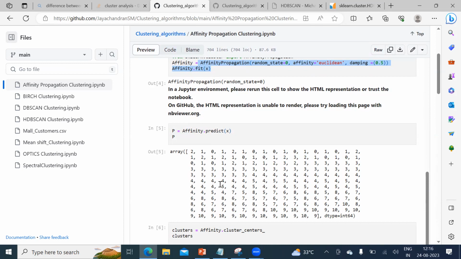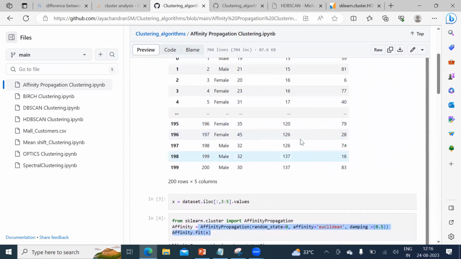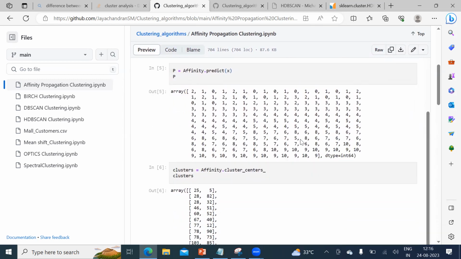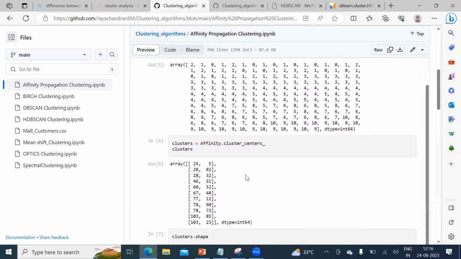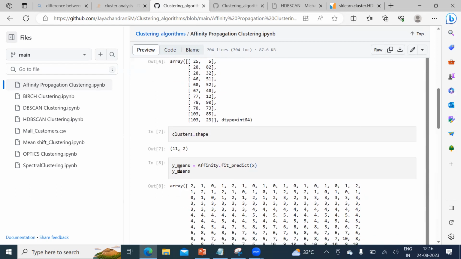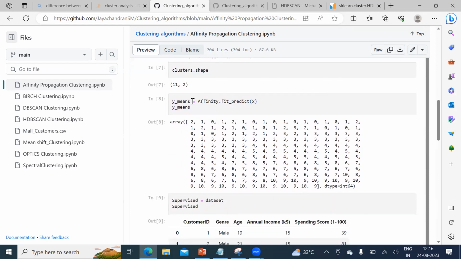So once I run that, I'm just predicting the value of unlabeled data using this labeled data, whichever we found out, which is basically the 3 and 4 columns. Okay. After that, I'm just seeing the number of clusters which have been formed here. Okay. I'm just seeing the shape of the cluster. It produces 11. Okay, 11 clusters.